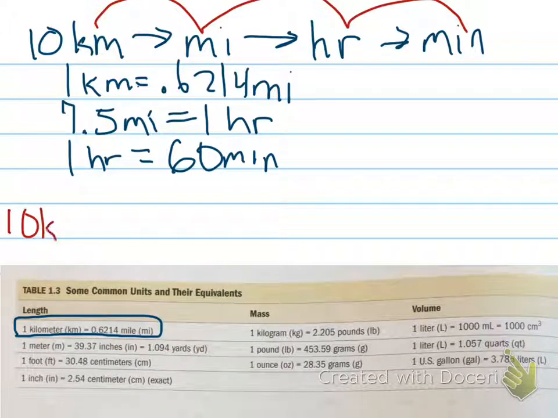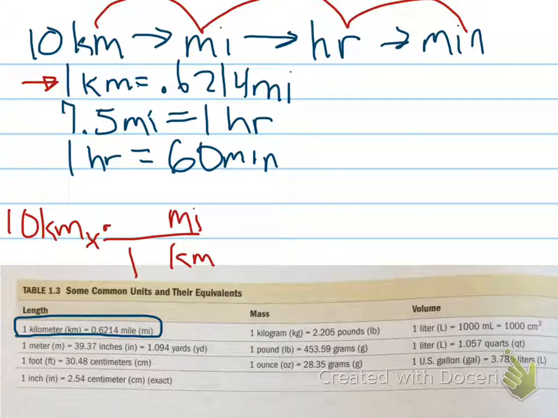So we start with what we're given. That's our 10 kilometers. Draw a multiplication sign and a line. The unit that we want to get rid of, the unit that we are at, which is kilometers, goes on bottom. And the unit that we're converting to goes on top. So we have this conversion factor, so we can convert from kilometers into miles. Okay, so now we fill in our numbers. 1 kilometer is equal to 0.6214 miles. And now our kilometers cancel out because kilometer divided by kilometer equals 1.